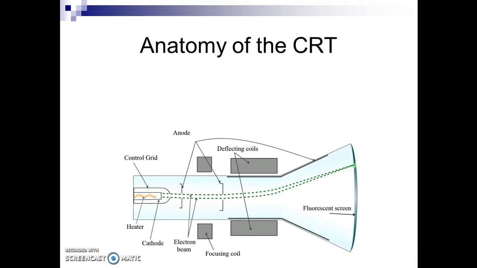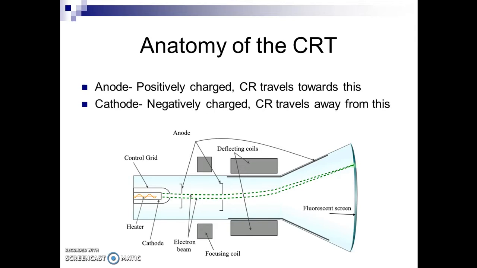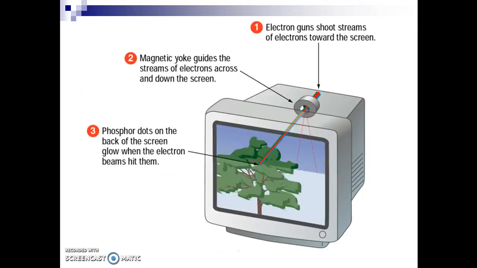And this is a cartoon of the cathode ray tube. We have a fluorescent screen on the right. We have the beam moving from the cathode, being focused by a focusing coil that's one set of magnets, being deflected by the second set of magnets and aimed using those. And again, the anode is positively charged. The cathode ray travels towards this. The cathode's negatively charged. The cathode ray travels away from the cathode.